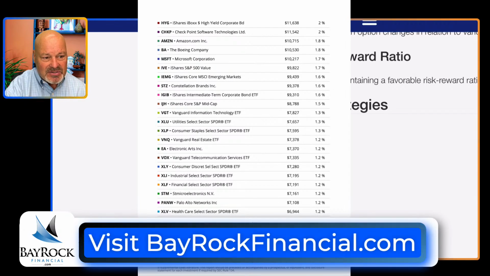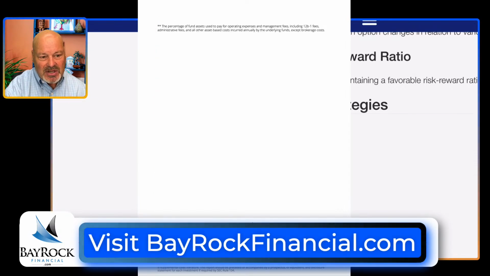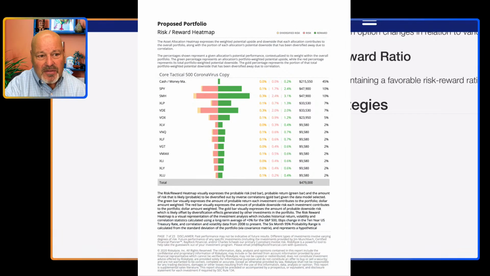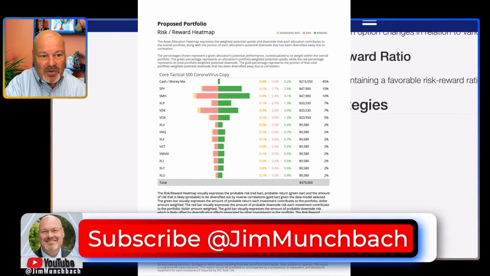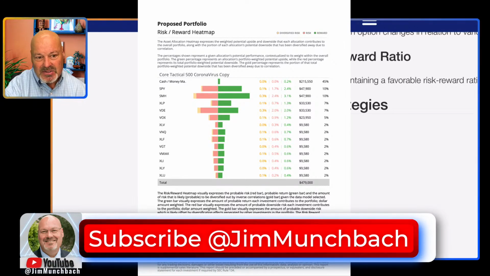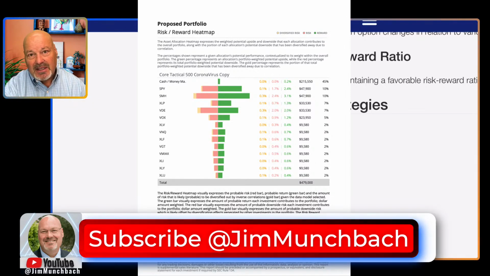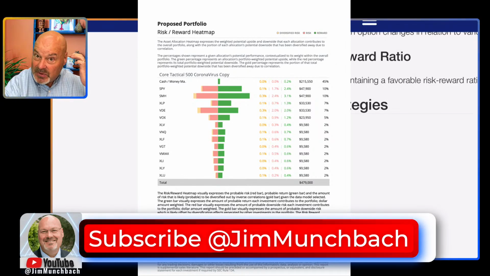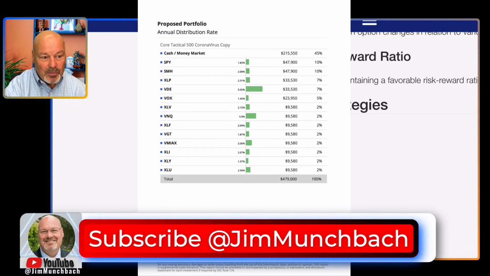But at any rate, this is just a report that we generated, and one of the things that you get to see in this report is what we call a heat map, and it just shows how much risk you have in each of these investments. Which of these investments gives you the greatest potential for gain and also the greatest potential for loss. And so again, it's a helpful report.